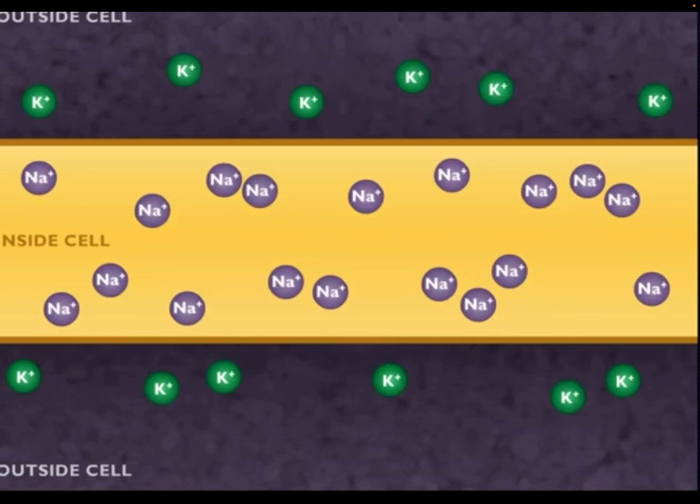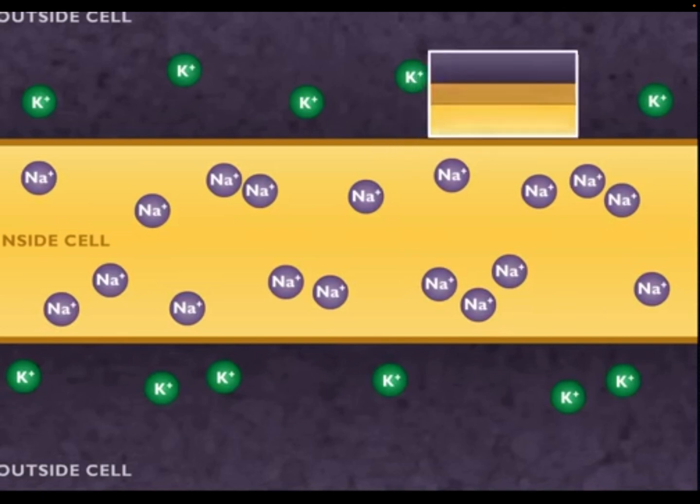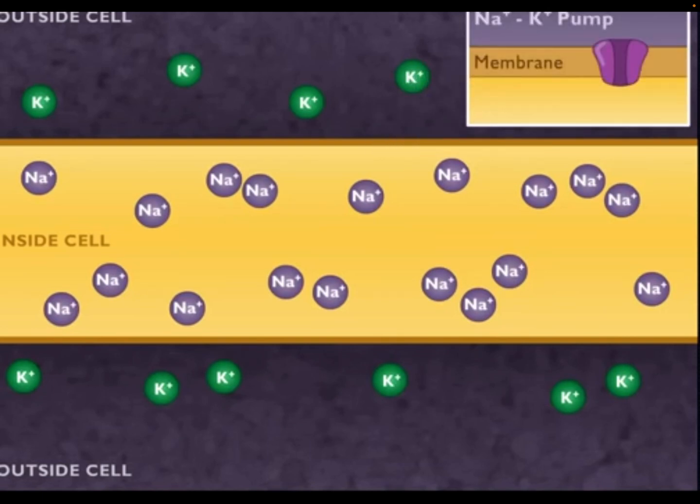This charge difference between the interior and exterior of the cell is called the resting membrane potential.